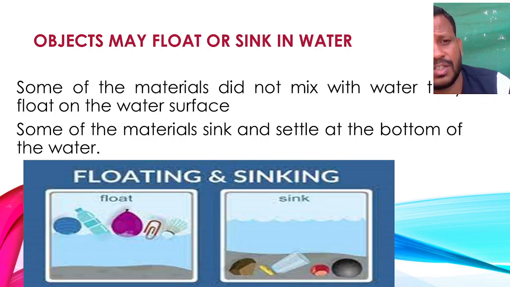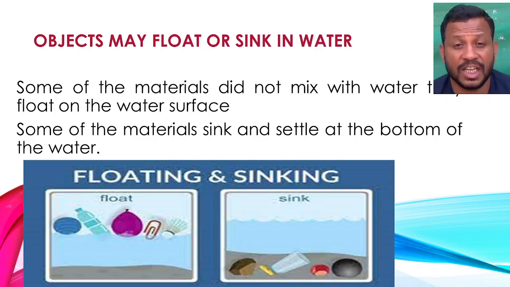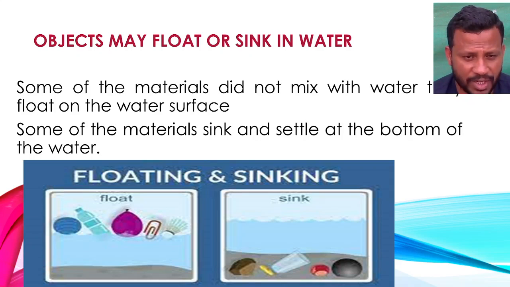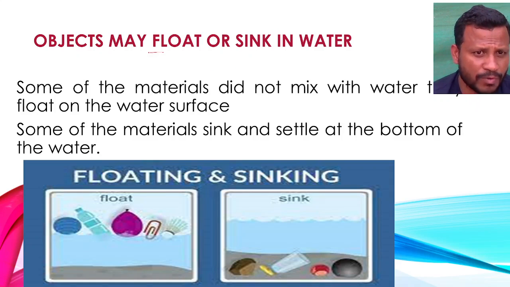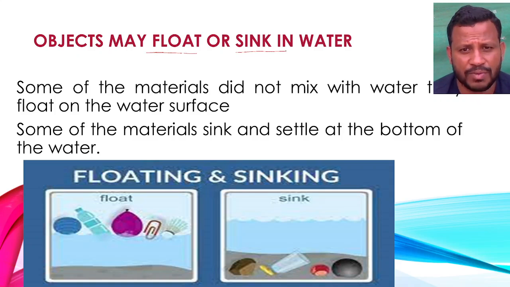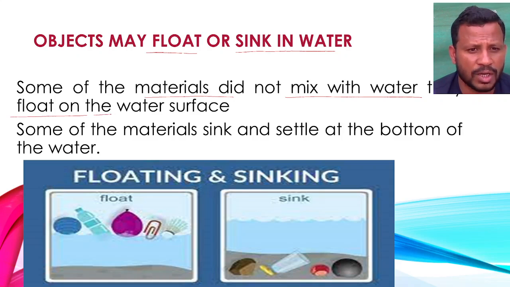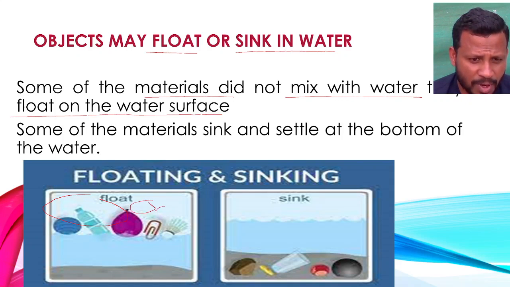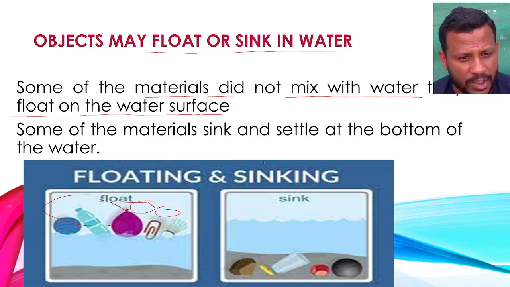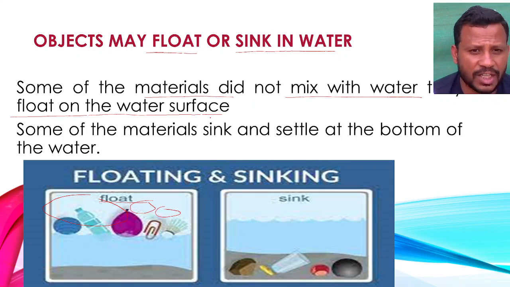that some objects float or sink in the water. This is also very important, we have to get the idea about this. Float means which float on the surface of the water, sink means which settle at the bottom of the water. Some materials do not mix with the water, they float on the water surface. You can see in this picture the plastic bottles, balloons and some plastic pins, all float on the surface of the water. Why? Because these are lighter than the water.